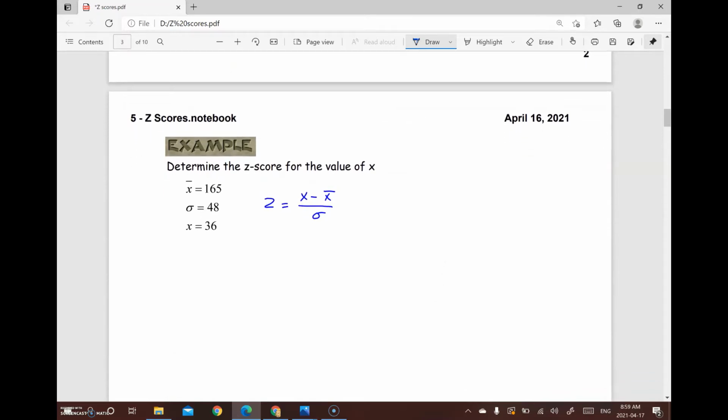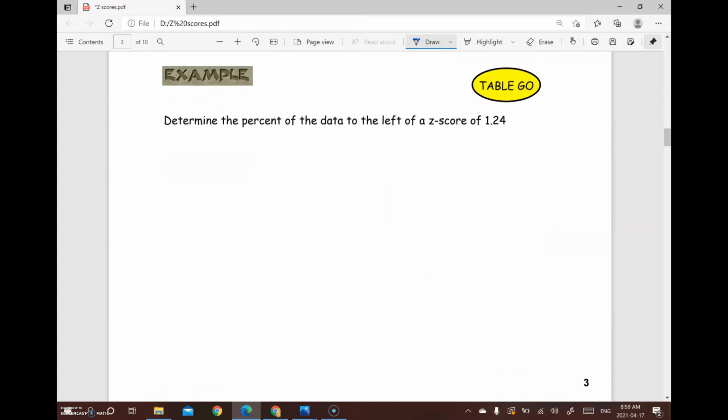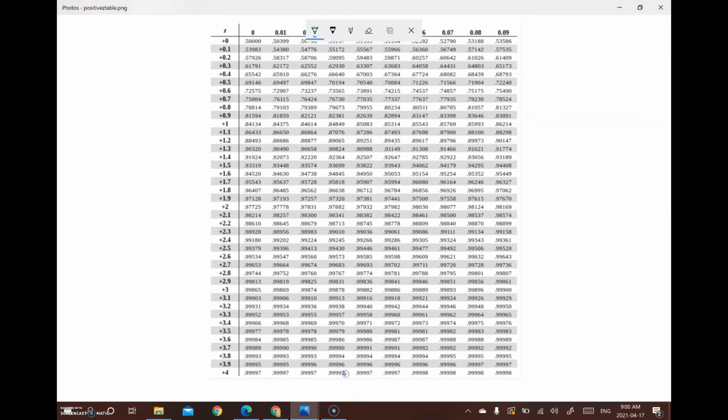Oh, sorry, that's the same question. Here we go. Determine the percent of the data to the left of a z-score of 1.24. Here they're telling us what the z-score is, and I'm going to show you how to use the z-score to find the percentage of the population that is lower than you, so to the left. You can just Google these tables. We have a positive table, so all these z-scores are positive. That means they're to the right of the average.